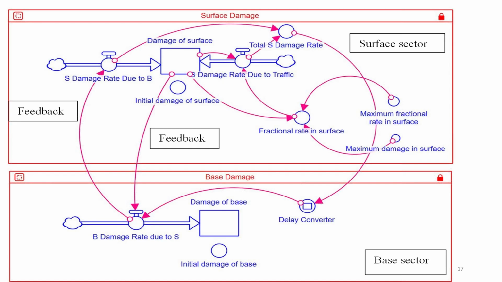And this is an example of a Stella model. This is not very comprehensive, but it tries to take into consideration the most critical things. What is important here is to see that I have 2 sectors, the surface damage and the base damage. You can run these models individually in the different sectors, and this is a good feature of Stella that I like. And at the same time, you can also join them and see how one is affecting the other, right?